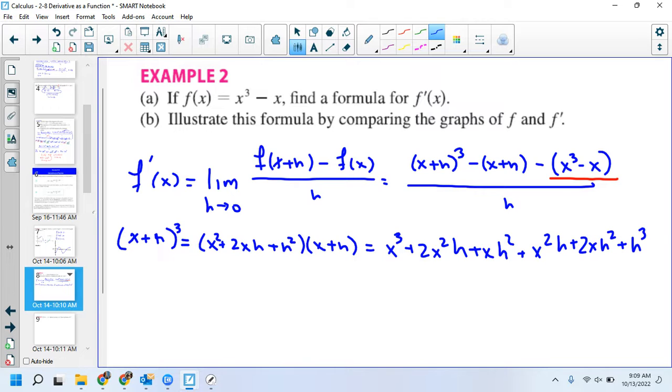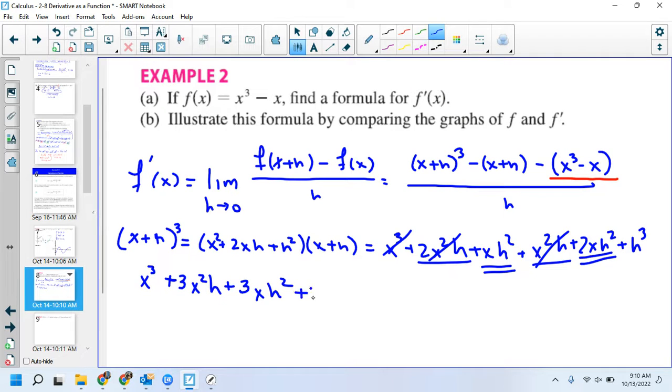Okay, so that will be x to the third. I've got a 2x squared h and a, no, that's different. 2x squared h and a 1x squared h. So all said and done, 3x squared h. And then I've got an xh squared and a 2xh squared. All said and done, a 3xh squared plus h cubed.